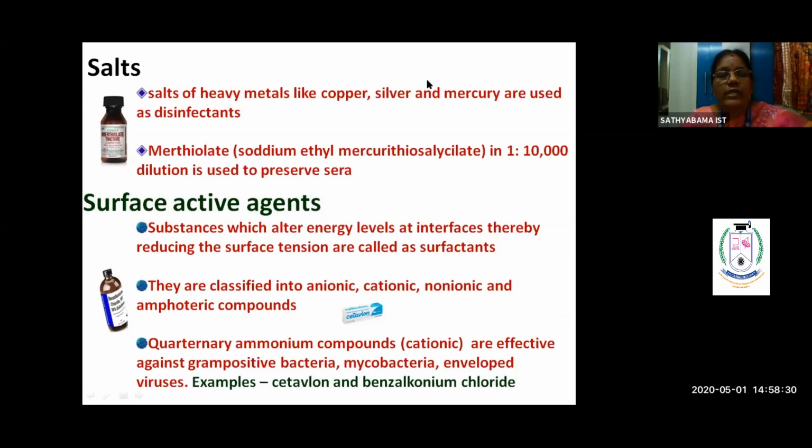Next are the surface active agents. Surface active agents are the ones which reduce the energy levels at interfaces, thereby reducing the surface tension. These surface active agents are called surfactants. Based on the charge, they can be anionic, cationic, non-ionic, or amphoteric. Anionic means negatively charged, cationic means positively charged, non-ionic means no charge, and amphoteric compounds have both positive and negative charges. The best examples of surface active agents as disinfectants are cetavlon and benzalkonium chloride. They are quaternary ammonium compounds, positively charged compounds. They are more effective against gram-positive bacteria, mycobacteria, and viruses.